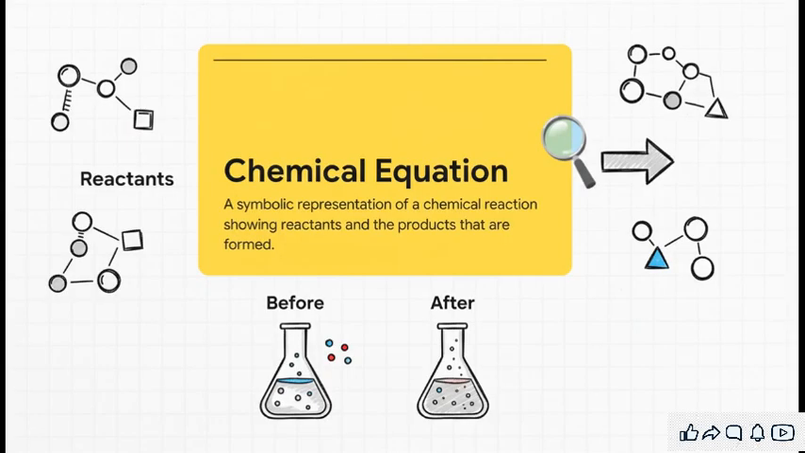So, at its absolute core, a chemical equation is really just a form of shorthand. It's a super efficient way to show what you started with, we call those the reactants, and what you ended up with, those are the products, after some kind of chemical change went down. It's basically the before and after photo of matter.